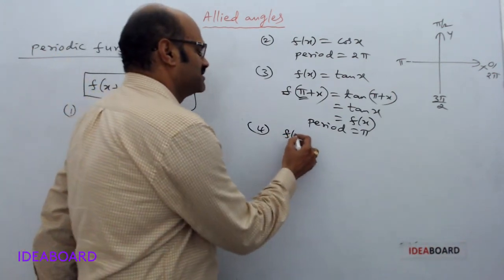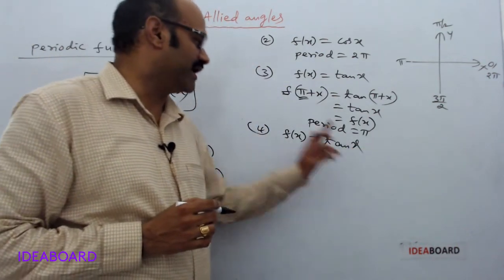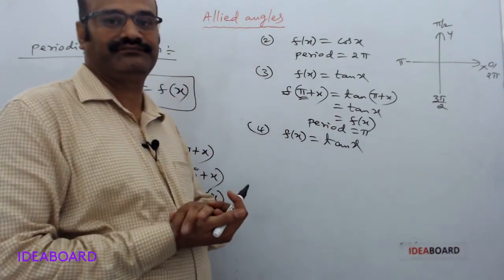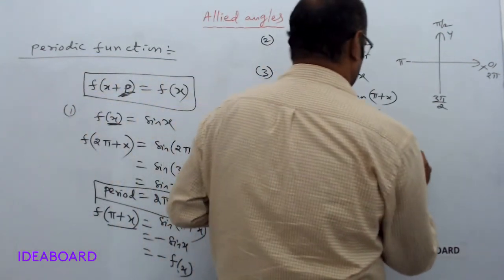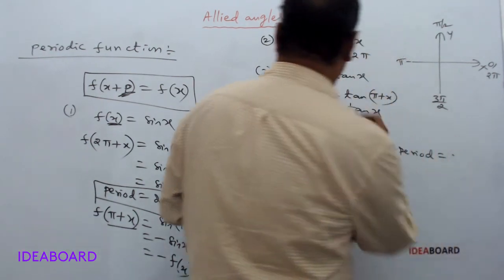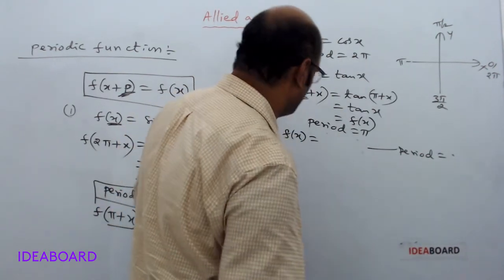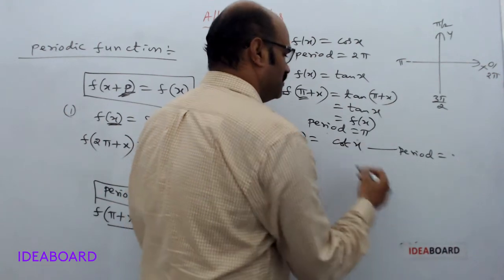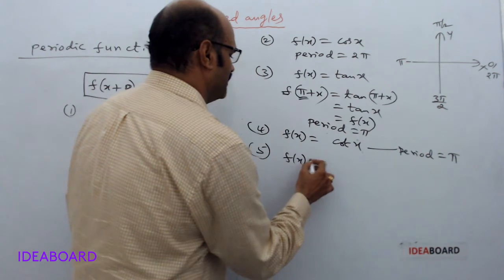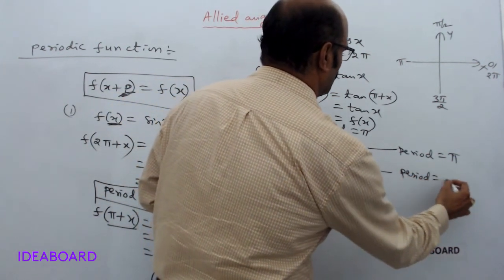Fourth one, f of x equal to cot x. Here the period of tan x is already found; the period of cot x is equal to pi. For secant x, f of x equal to secant x, the period is equal to 2 pi.